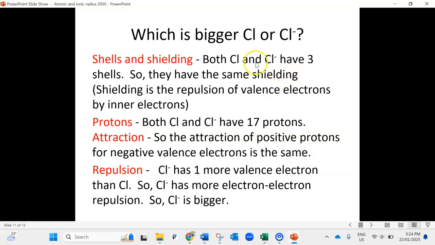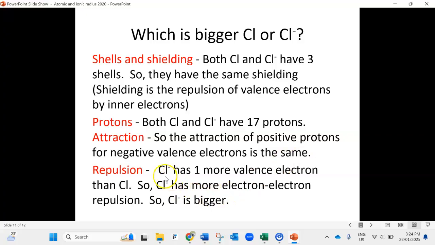Which is bigger, chlorine or chloride 1- ion? I talk about the shells and the shielding first. Both chlorine and Cl- have 3 shells. So they have the same shielding. Shielding is the repulsion of valence electrons by inner electrons. Protons, both Cl and Cl- have 17 protons, so I don't have a difference. So the attraction of the positive protons for the negative valence electrons is the same.